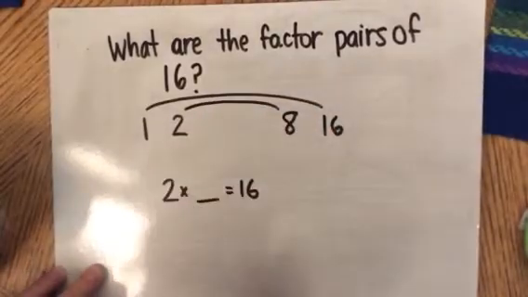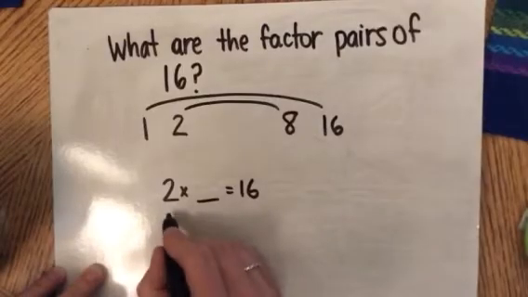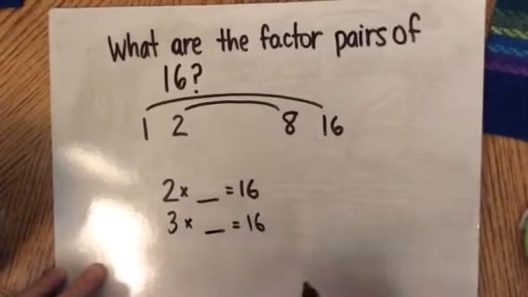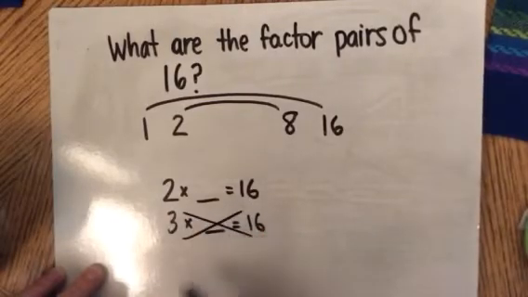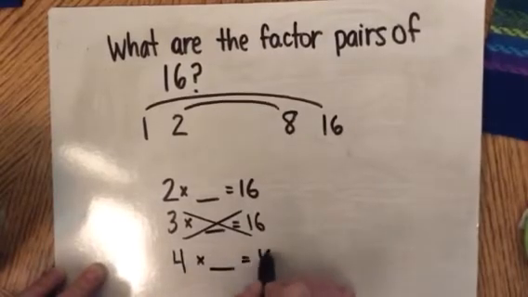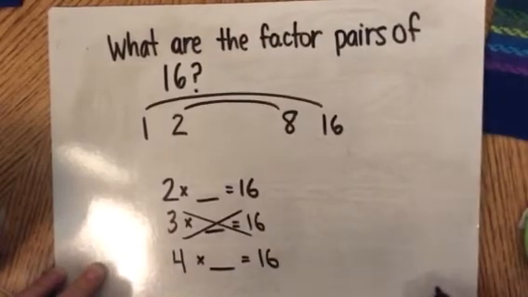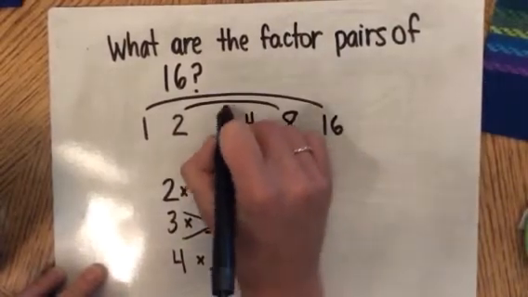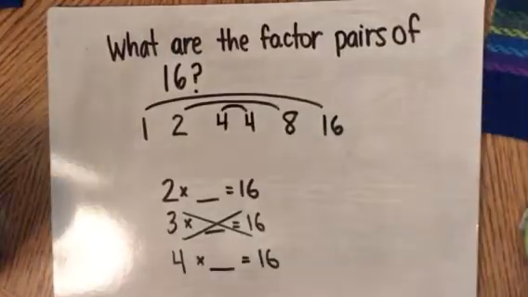3. Can I multiply 3 by anything and get 16? 3, 6, 9, 12, 15, 18. Nope. So that one's not going to work. What about 4? 4 times something to get 16? 4, 8, 12, 16. So 4 and 4 are factor pairs.